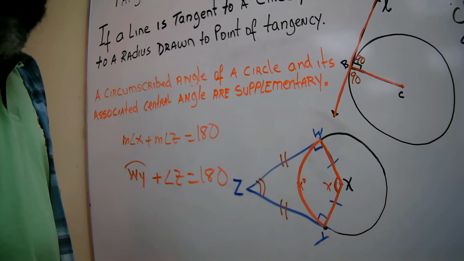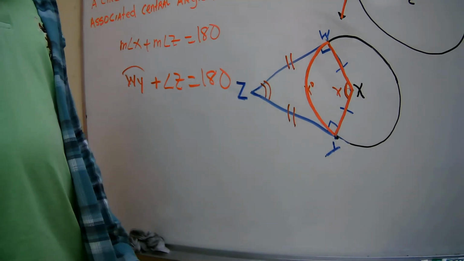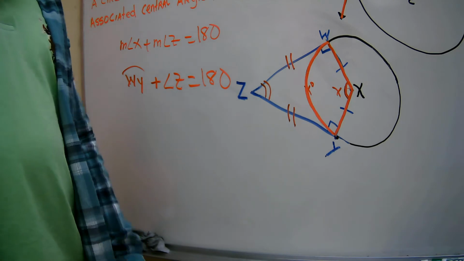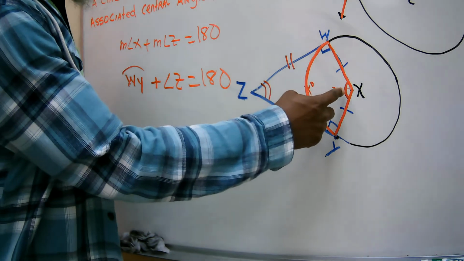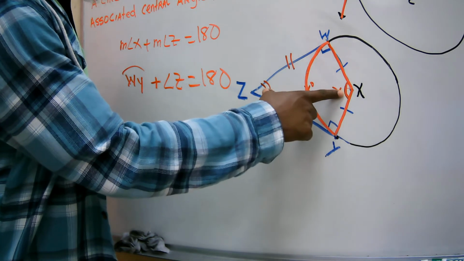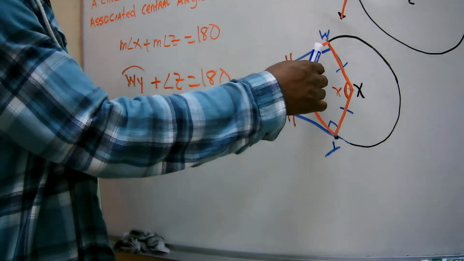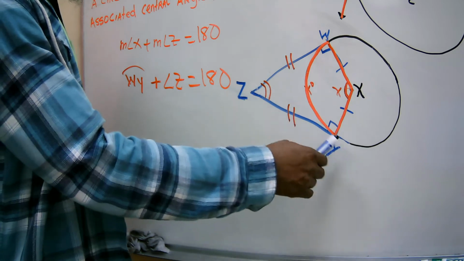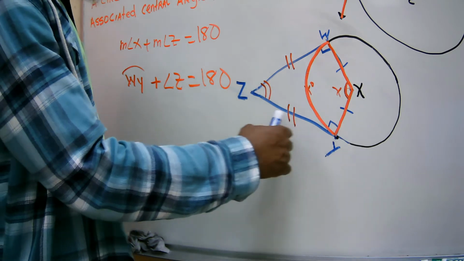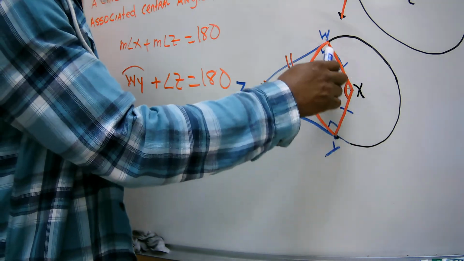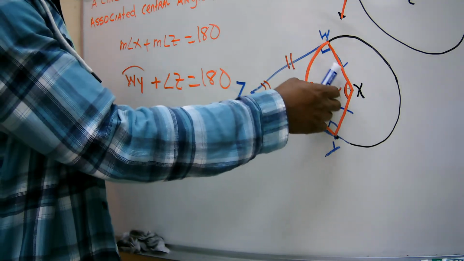That's the first theorem. The second theorem says that if you have a circumscribed angle and its associated central angle, they are supplementary. In this instance, angle z plus angle x, which is the central angle, will always be supplementary. And as you see, two tangents are congruent from the prior lesson. WZ is congruent to ZY, and XW is congruent to XY, and this quadrilateral will be a kite.